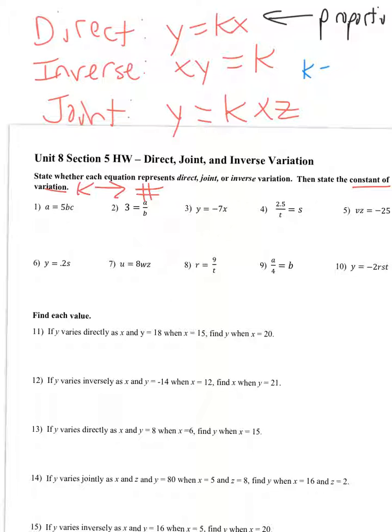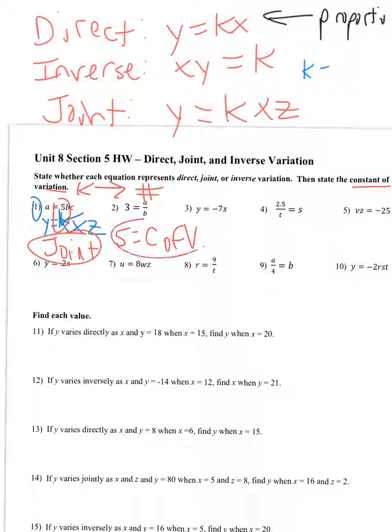So let's look at number 1 first of all. Number 1, notice, has three variables. You got a, b, and c, so that should tell you something. This is kind of the form y equals kxz. So in this case, k is equal to 5. That's the form it's in, so that is joint variation. And then the constant of variation would be the number. So 5 is, I'll call it the C of V, meaning constant of variation. Some people call it the variation constant.